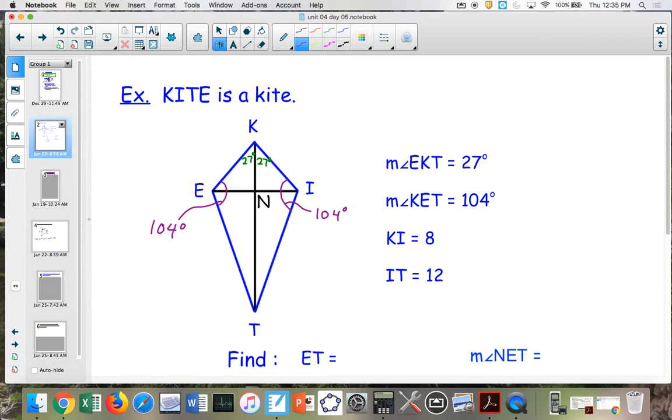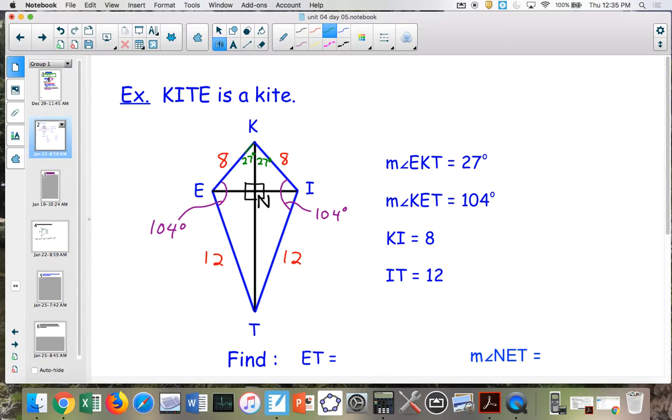The next given, segment KI is 8 units long. So therefore, I know that KE is 8 units long. And the last given, IT is 12. So I know the other side, ET, is also 12. Now, what else do I remember about kites? I remember the diagonals are perpendicular. So I have four right angles inside there. So what else can I figure out?